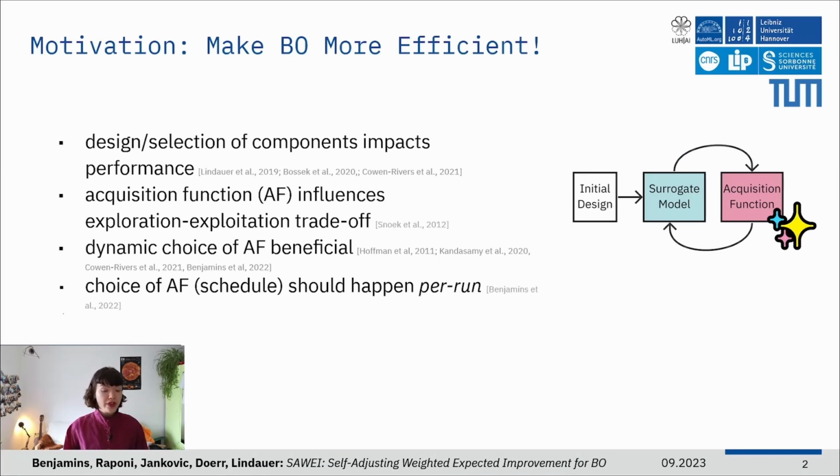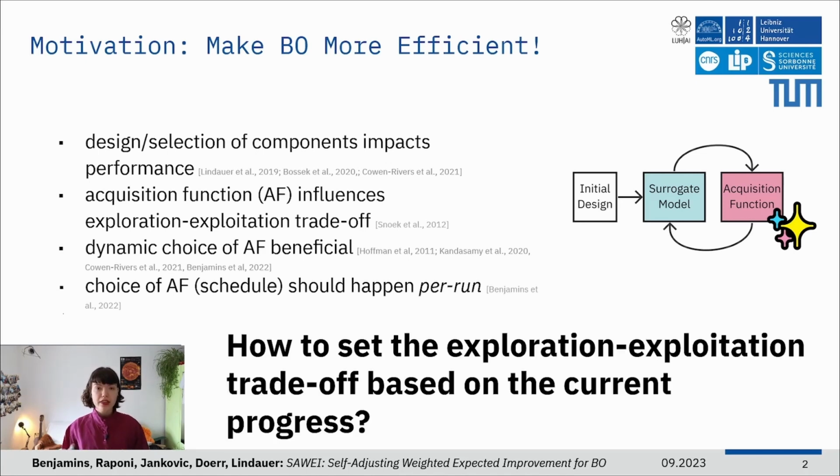Our motivation in general is that we want to make Bayesian optimization more efficient. We know that the design and the selection of the components impacts the performance, and that the acquisition function influences the exploration-exploitation trade-off, and that a dynamic choice of the acquisition function can be beneficial and should happen per run. So we asked ourselves, how can we set the exploration-exploitation trade-off based on the current progress?